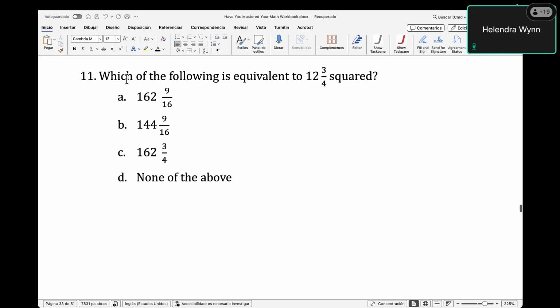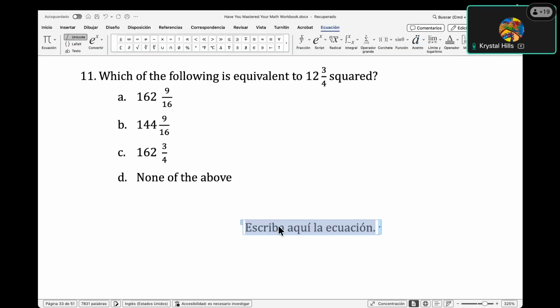So I want you to read this to me. What does it say? Which of the following is equivalent to 12 3/4 squared? Okay, and in order for us to square something, what do we do? Multiply. Multiply by what? By 2? No, not quite. If I say 5 squared, that's going to be 5 times what? Oh, 5 times the number, so 5 times 5. Okay, so 12 and 3/4 squared would be what? 12 and 3/4 times 12 and 3/4.